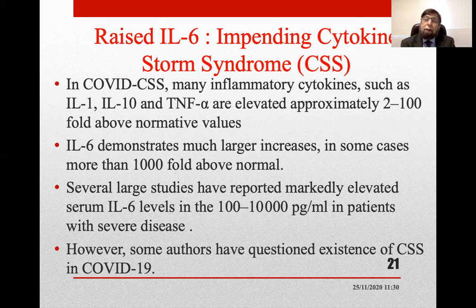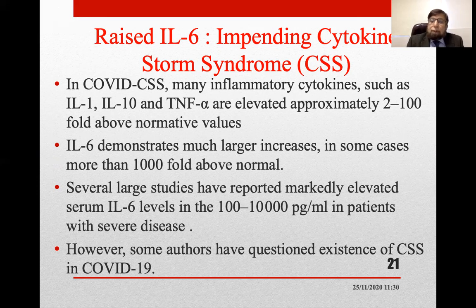Its normal cutoff is less than 7, and the unit used is picogram per ml. I repeat, its normal cutoff is 7 picogram per ml. So don't use some other unit. Don't get confused if picogram per liter is written. Now, all pathologists and clinicians should take this information.